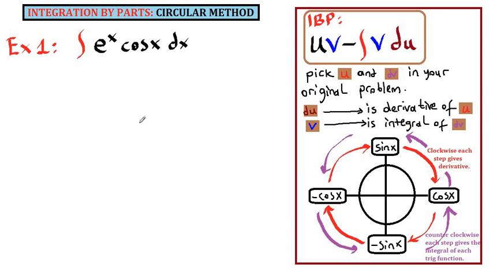Hello everybody. In this video we're going to go through integration by parts, the circular method. We're going to do two famous examples. The integration by parts formula is u times v minus the integral of v times du.